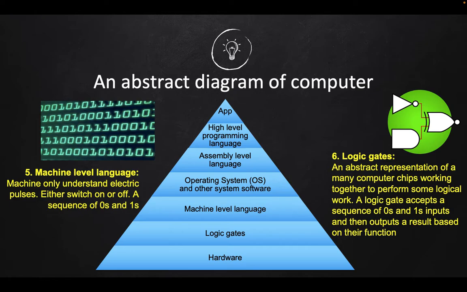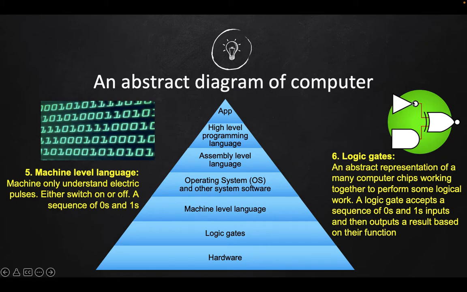The sixth layer of computer is logic gates. This is basically an abstract representation of many computer chips working together. When they are working together, they actually perform some specific logical work. A logic gate accepts a sequence of zeros and ones, that is machine level switch on or switch off, as inputs, and then it outputs some specific type of result based on its function.